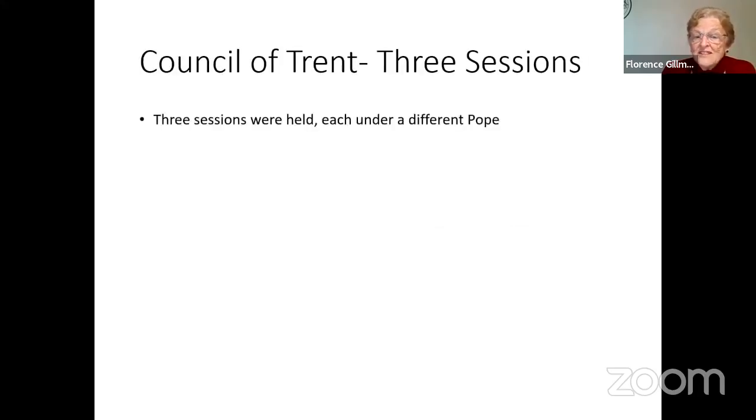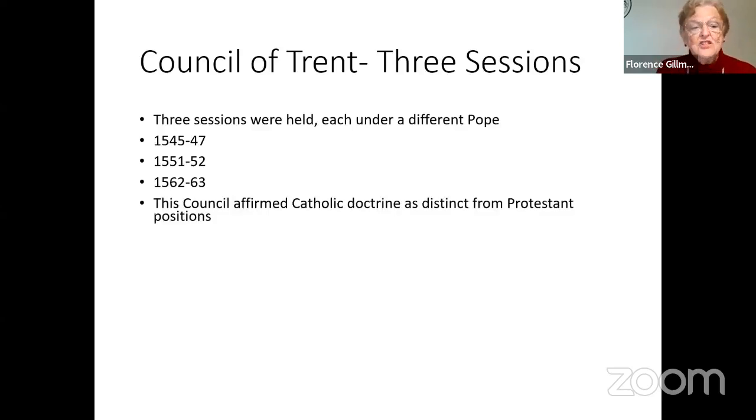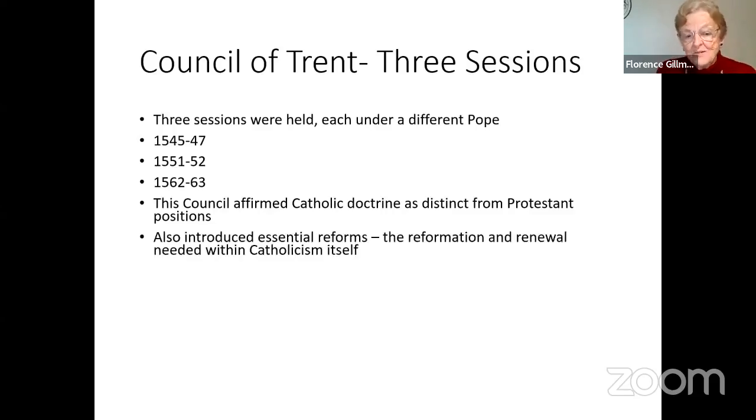Okay, the council itself had 3 sessions. Here you can see the dates. So mid-40s, early 50s, and then early 60s. And it's in the last one that the council mandates what Catholic art should be like. The earlier sessions affirmed Catholic doctrine. What is the actual doctrine as distinct from Protestant positions?